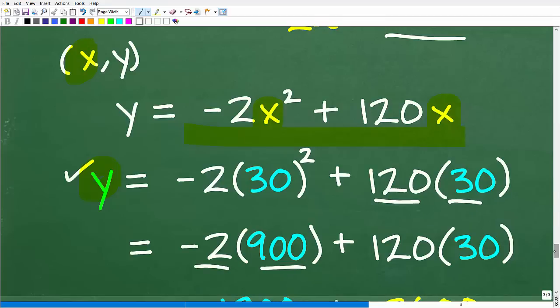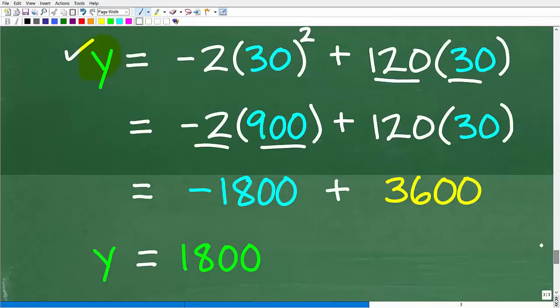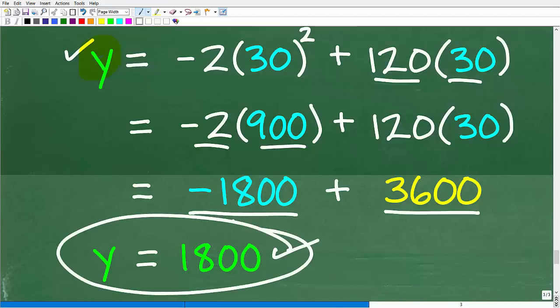We'll do all this number crunching. This is not that difficult. So negative 2 times 900 is negative 1800, plus 120 times 30 is 3600. And when we add these together, we get 1800. All right, so that is our actual maximum area, 1800 square feet.